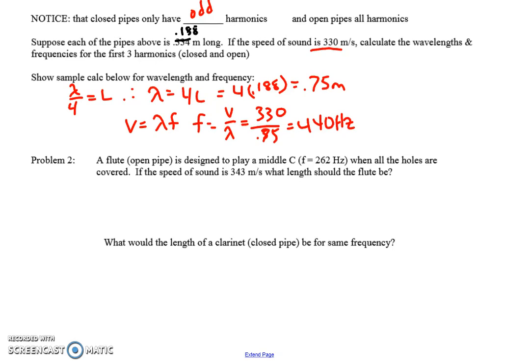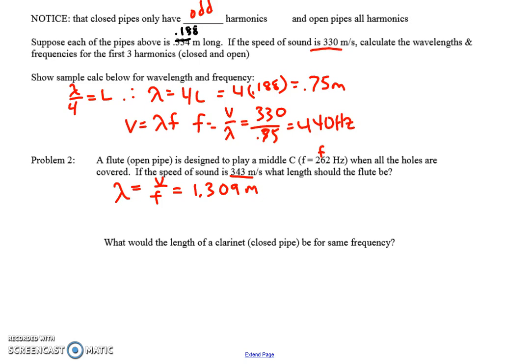Okay, so one last problem here. If a flute, an open pipe, is designed to play a middle C, which is that frequency, when all the holes are covered, if the speed of sound is 343, so this is at room temperature, what length will the flute be? So it's really just the reverse of what we had before. We're given F and we're given V, so that tells us we can solve for lambda. So lambda is equal to V over F. Okay, so 343 divided by 262 gives us 1.309 meters.